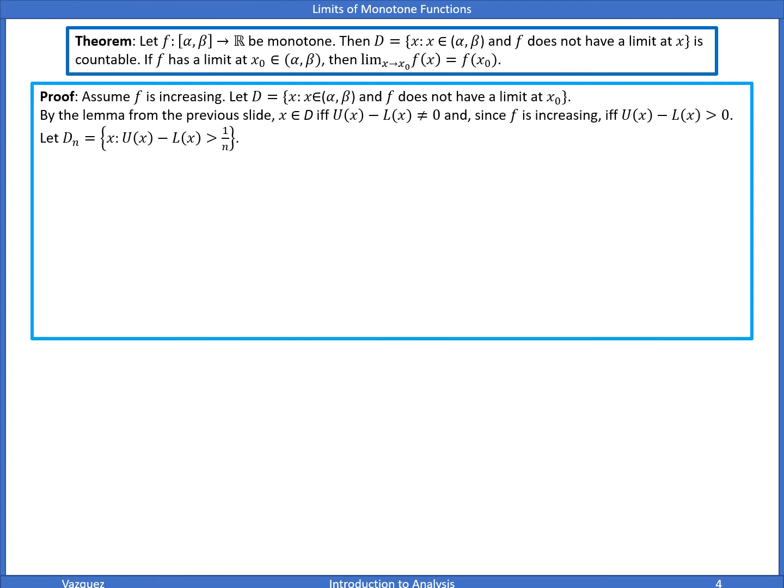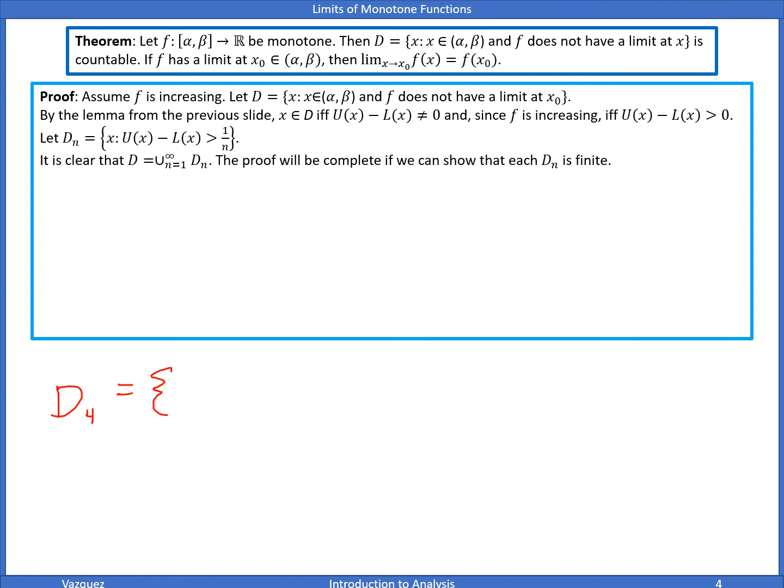We're going to let D of n be the set of x such that u of x minus L of x is greater than 1 over n. So for example, maybe I should show the next one, and then this will be a bit clearer. For example, down here, D4 is all the points x such that the difference between u of x and L of x is greater than 1/4.